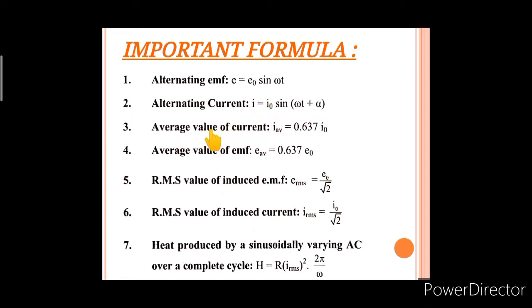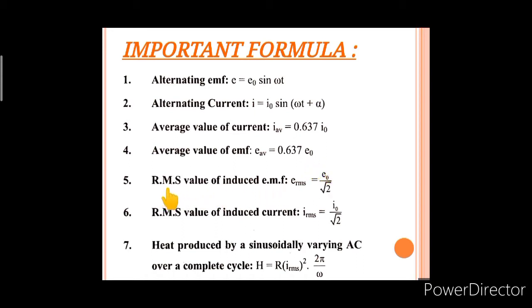Next we have the average value of the current, which is given as I_AV equal to 0.637 I0. We can say it is the relationship between the average current and the peak value of the current, as average current is given as I_AV and peak value of the current is given as I0. So the average value of the current I_AV is equal to 0.637 I0. Similarly, we can give the average value of EMF, E_AV, which is equal to 0.637 E0, where E0 is the peak value of the EMF.